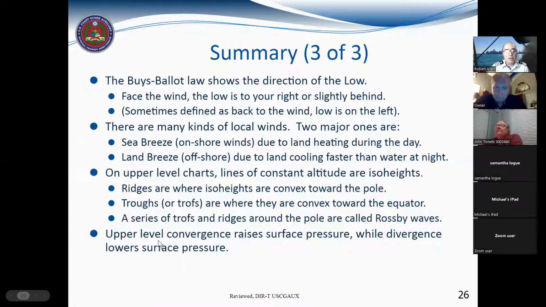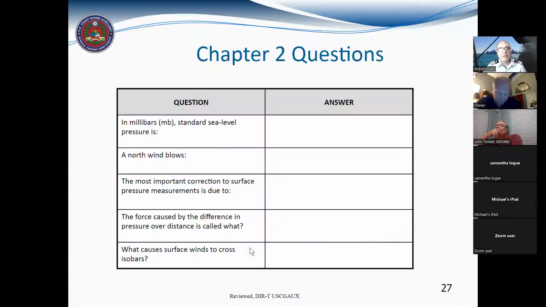Excellent. Upper level convergence raises surface pressure, while divergence lowers surface pressure. It's a tricky concept, but it's really cool. If you have convergence aloft, it's like the freeway when there are too many cars, it slows everything down and pushes air down, which causes high pressure at the surface, and the opposite if they're splitting.